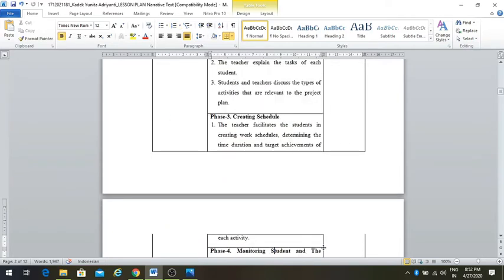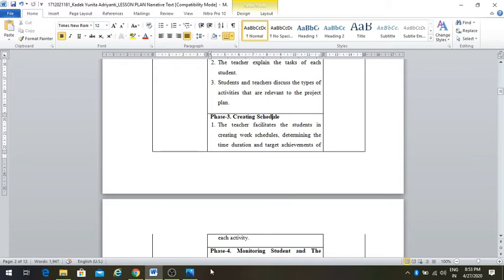So for the third phase, creating schedule, the teacher facilitates the students in creating work schedules, determining the time duration and the target achievements of each activity. So to finish this project, it will spend 3 times meeting to work on this project.